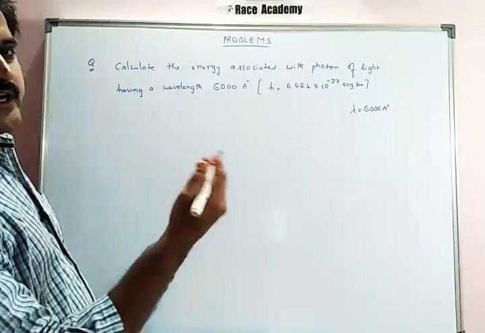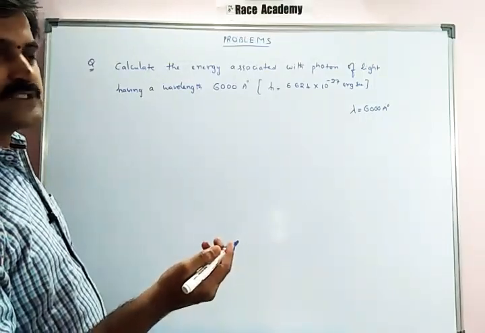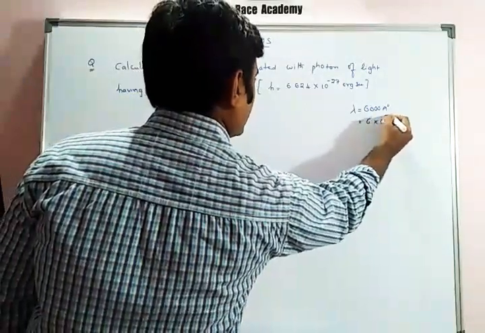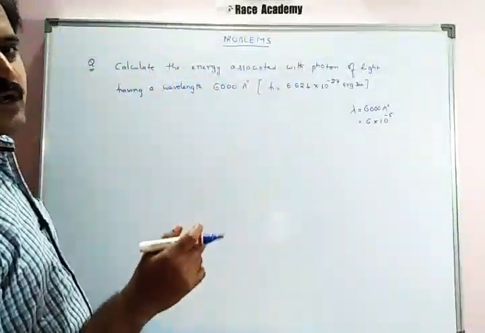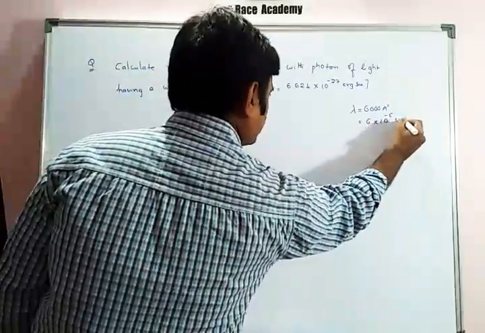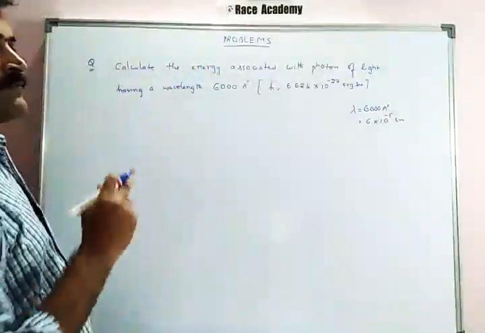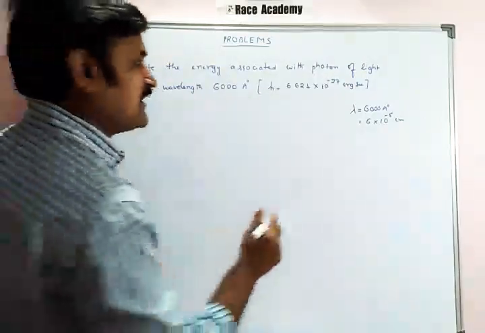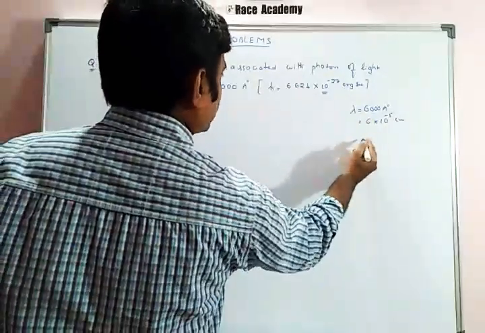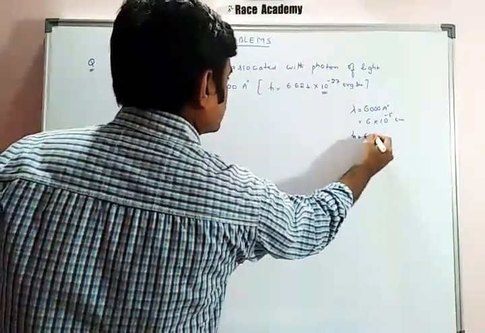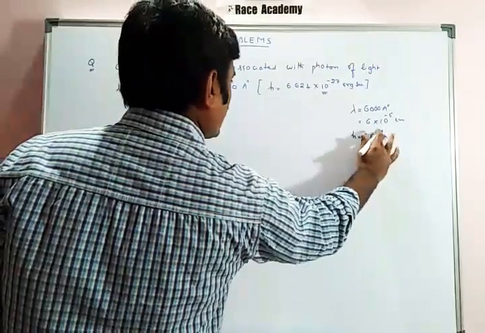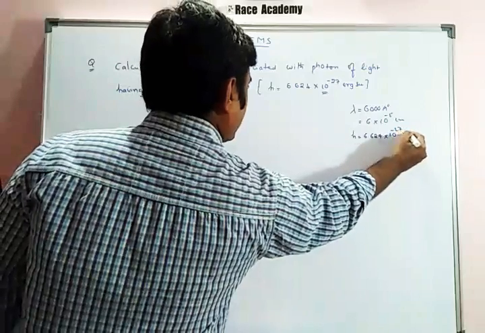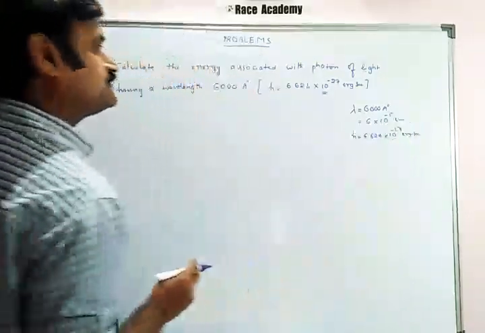That can be converted into centimeters by writing 6 into 10 to the power of minus 5 centimeters, because 1 angstrom is equal to 10 to the power of minus 8 centimeters. We have the h value, which they have already given in erg second, that's why we are taking centimeters. So the h value given is 6.624 into 10 to the power of minus 27 erg second.